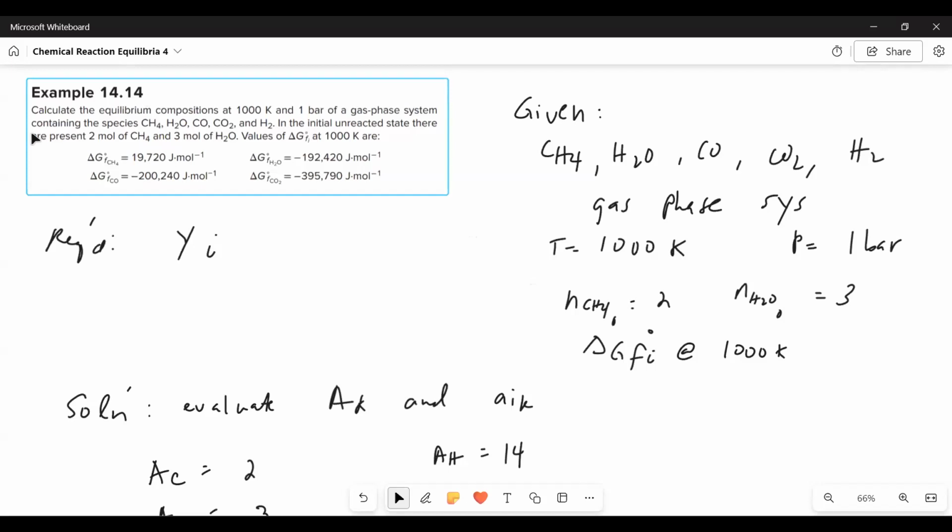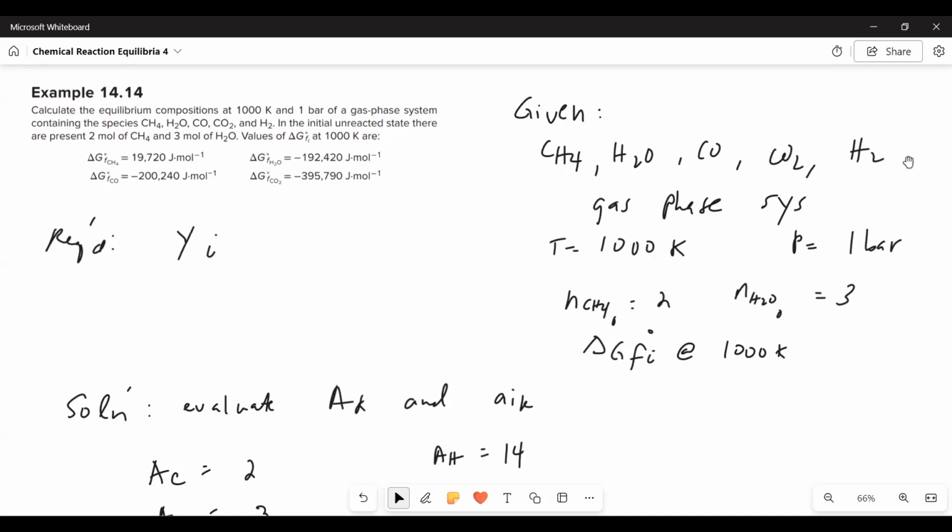Let's read the problem. Calculate the equilibrium compositions at 1000 Kelvin and 1 bar of a gas phase system containing the species methane, water, carbon monoxide, carbon dioxide, and hydrogen. In the initial unreacted state, there are present 2 moles of methane and 3 moles of water. The values for the delta G of formation at standard pressure and 1000 Kelvin are the following. Okay, so it's given for all of the species that are compounds.